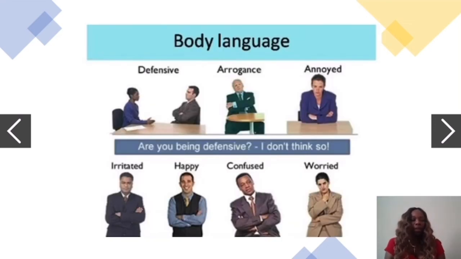Here we have a few pictures of some of the different ideas or some of the different energy that's being expressed by the body language that's shown in the pictures. And you see here the person with their arms folded, they're defensive or annoyed. They can be arrogant. And then also when your arms are folded, you can give off the energy of being irritated. Depending on how you have your arms folded, you can appear happy, confused, or even worse.